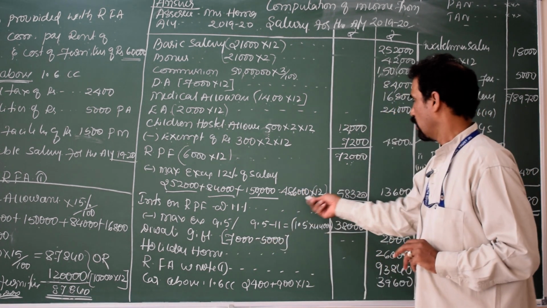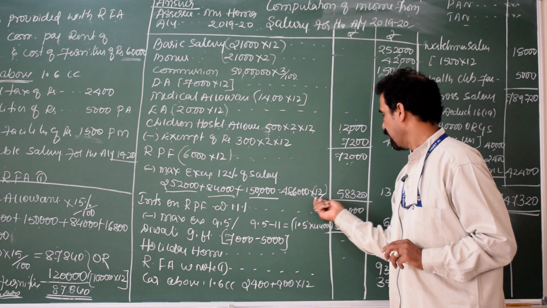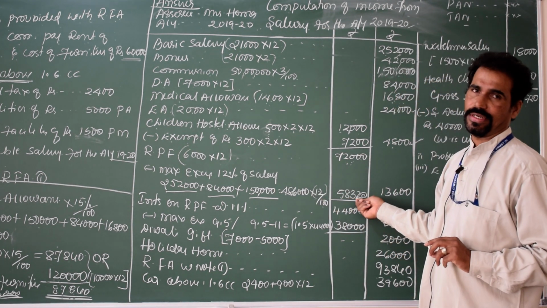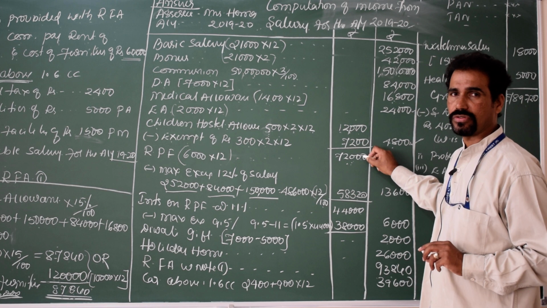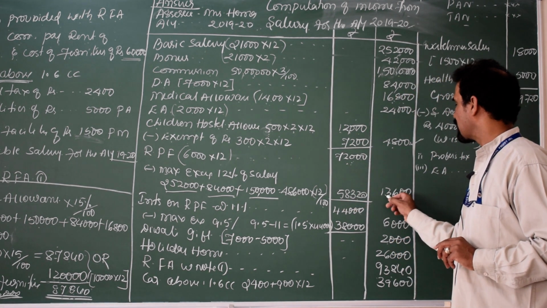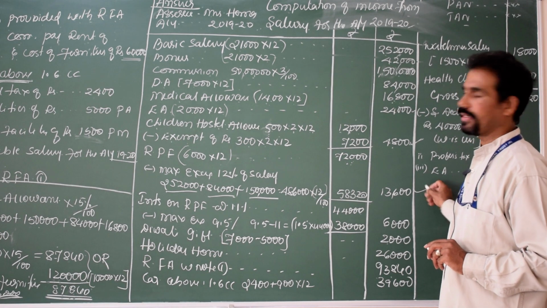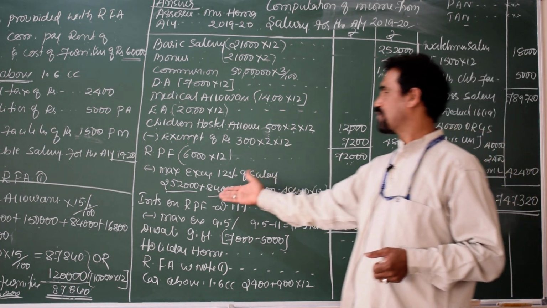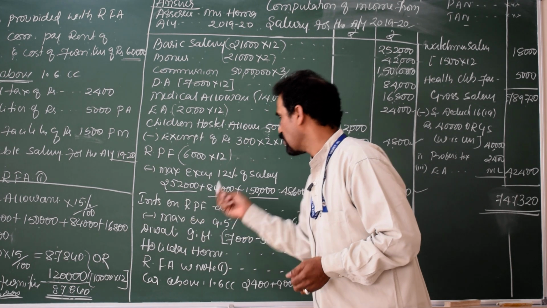So 12%, 58,320. How much is given? 72,000. 72,000 minus 58,320, 13,680 is the taxable RPF. Taxable RPF. Next, interest on RPF also.